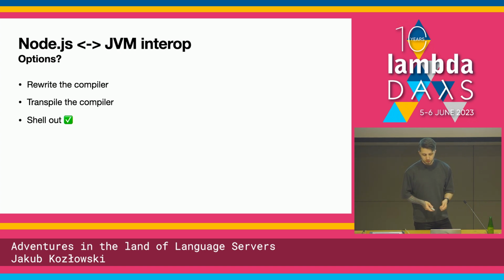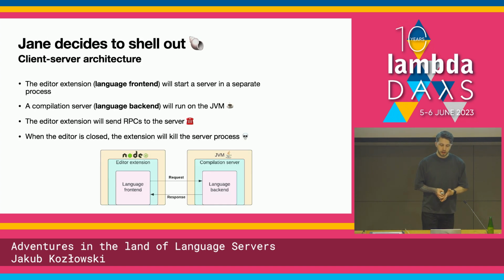So we will start a separate process. Jane decides to shell out. And this is going to be like a client-server architecture. The editor extension, in this case, something like VS Code or something else, we will call this the language frontend. It will start a server in a separate process. The server, which we can call the compilation server or the language backend, will run on the JVM, because that's what the tooling exists in.